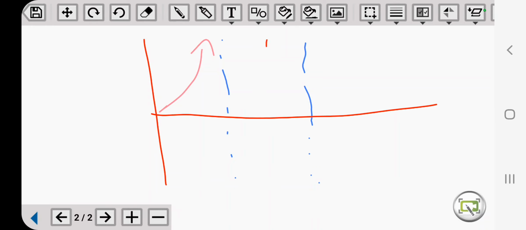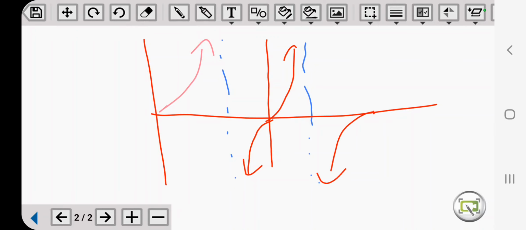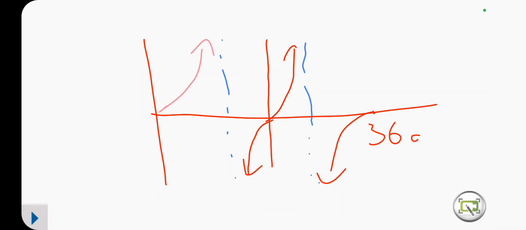Right, the tan graph intercepts here at 180. There you go. And that is the shape of the tan graph.